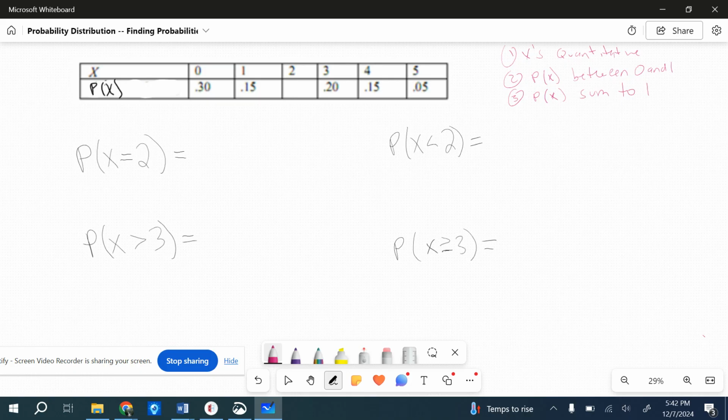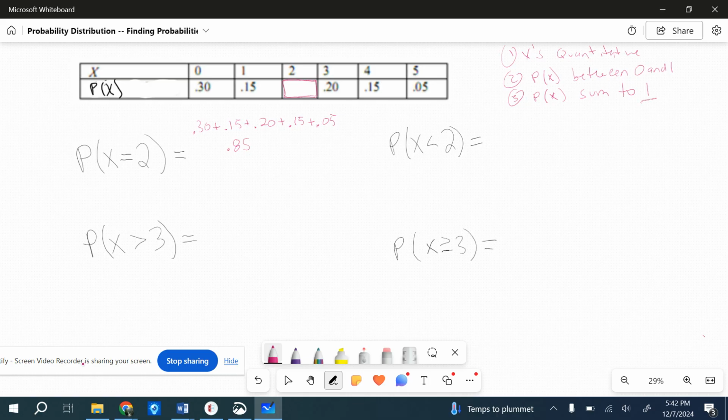All right, so I'm going to use that third rule to help me answer my first question, or to fill in this missing hole. I know that all of my numbers have to add up to 1. So I'm going to do 0.30 plus 0.15 plus, I don't know what that one is, I'm going to skip it for now, plus 0.20 plus 0.15 plus 0.05. So I took all of those probabilities and I added them all up. And when I add them all up, I get 0.85.